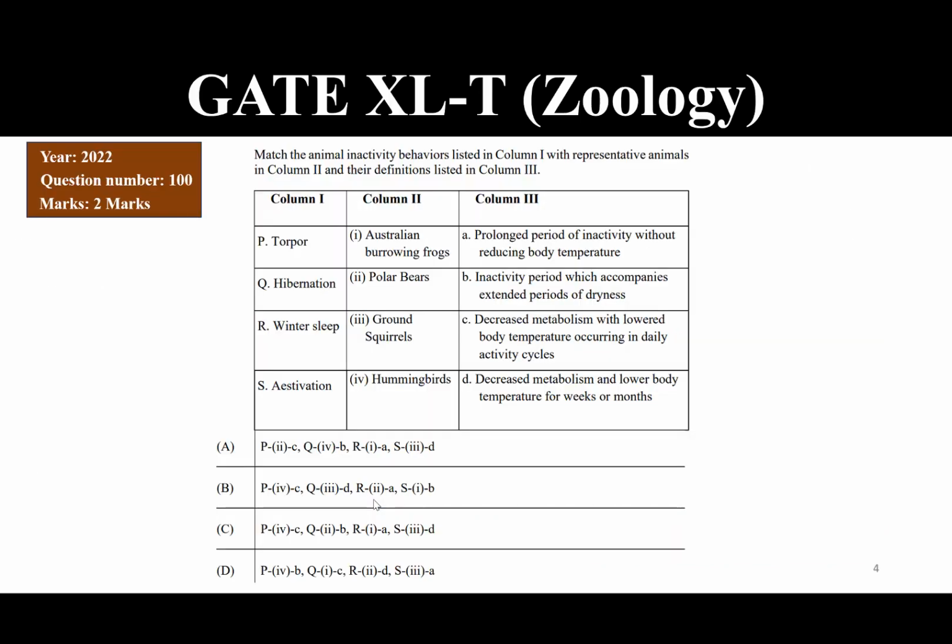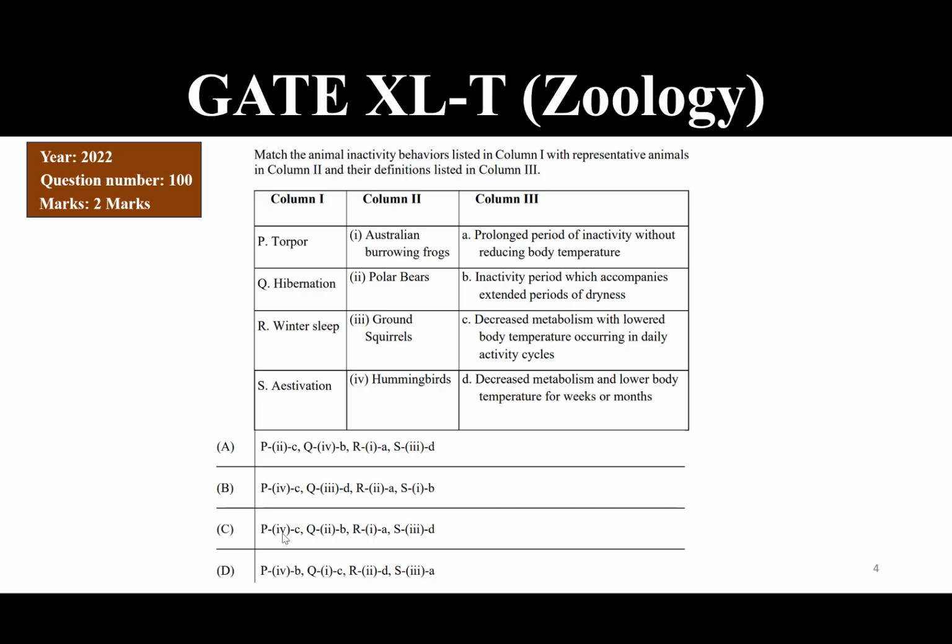So coming back to solving this question, we can look for some key terms in column 3 and then we can try to match this with column 1. We can also use examples from column 2, and if we know which one they refer to, we can straight away start with that. So first we can see that hummingbirds are known for their torpor behavior. So you can start by matching the P with the fourth option from column 2, and you see there is already this option present in B, C, D options.